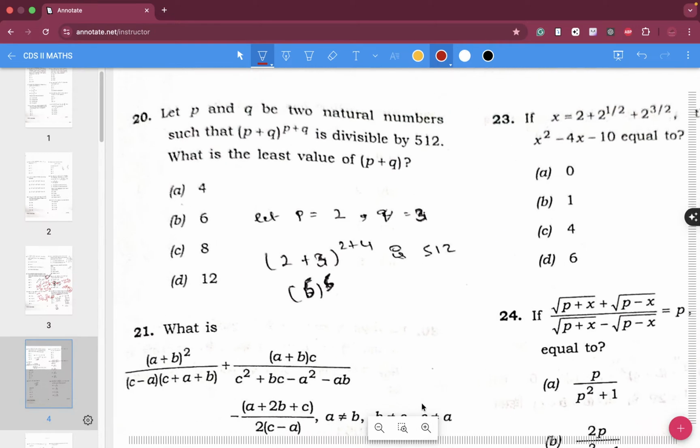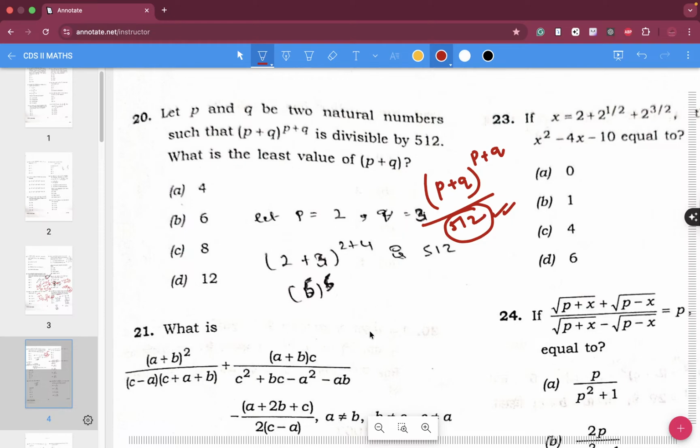Okay, let P and Q be two natural numbers such that (P plus Q) raised to the power (P plus Q) is divisible by 512. If you look at this particular number carefully, 512.